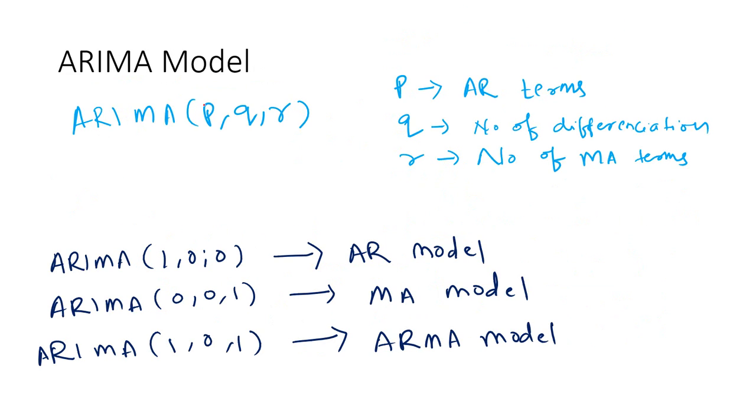So in the ARIMA class of models, you have three terms. In the ARMA, we used to have two terms, the AR terms and the MA terms. We now know that the number of differencing is also part of the order of ARIMA. So there are P, Q, and R. P stands for the number of AR terms, Q stands for the number of differencing that is happening, and R stands for the number of MA terms, or the moving average terms.